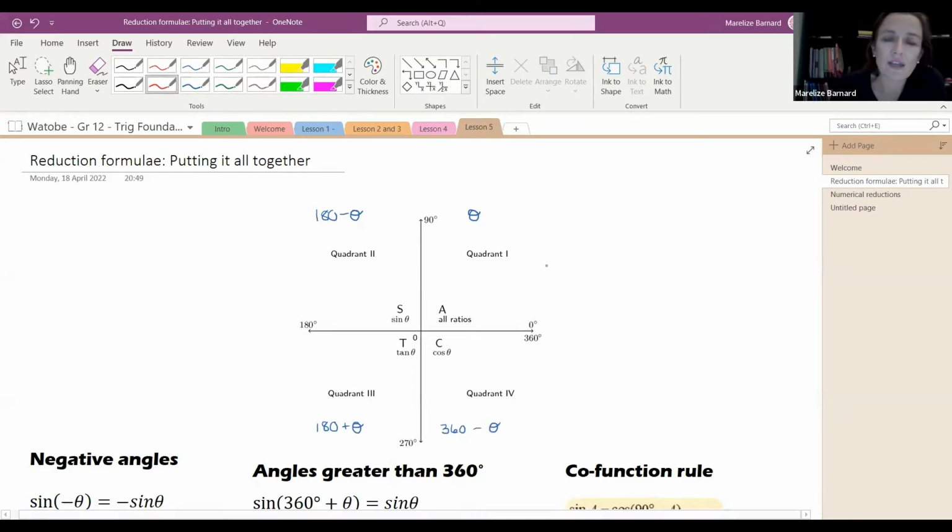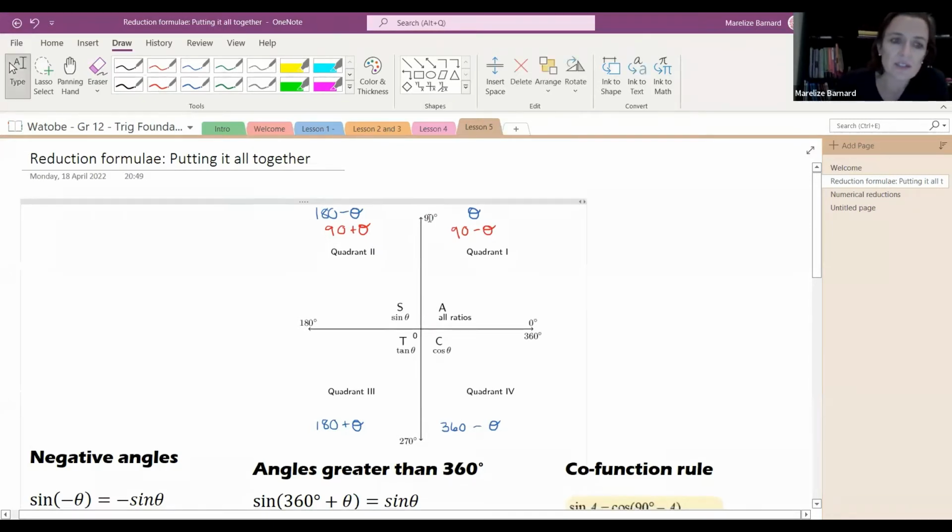If we are looking at cofunctions and the cofunction rule, we can write this quadrant as 90 minus theta and this quadrant as 90 plus theta. Our cofunction rule, remember, states that sine changes to cos and cos changes to sine when the angles are complementary. So when we are working with 90 plus theta and 90 minus theta, then we do that change with sine and cos.